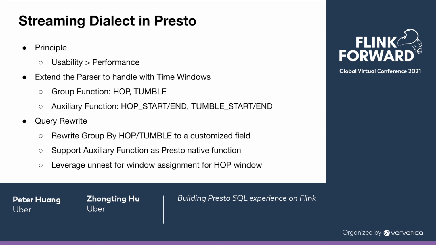So we are going to do a query rewrite process, in which we rewrite those window functions with some customized fields and support those functions as Presto native UDFs or window functions. And we want to leverage AthenaX to do the cross join for this window assignment for the hop window. In the next few slides, I'm going to give some examples.